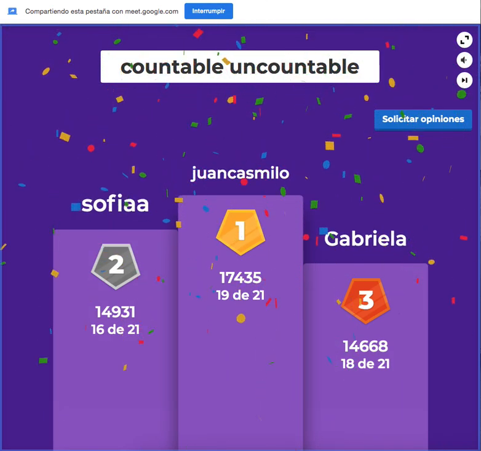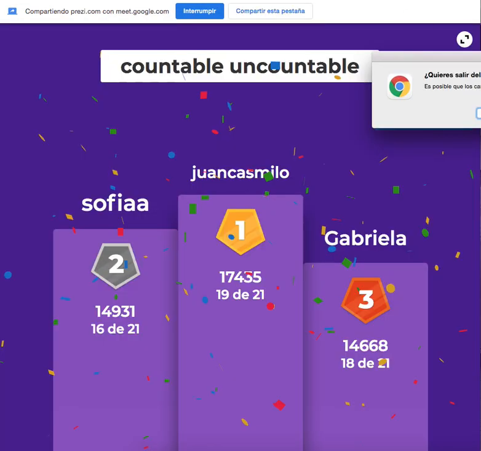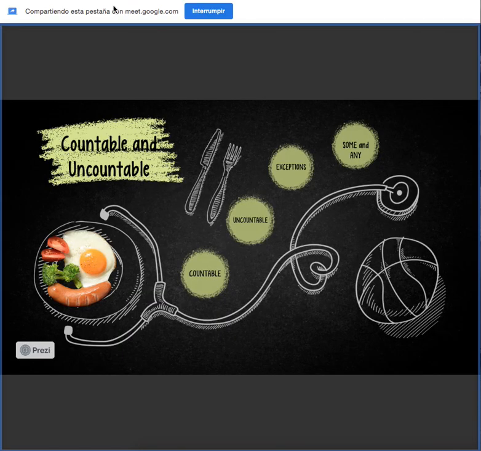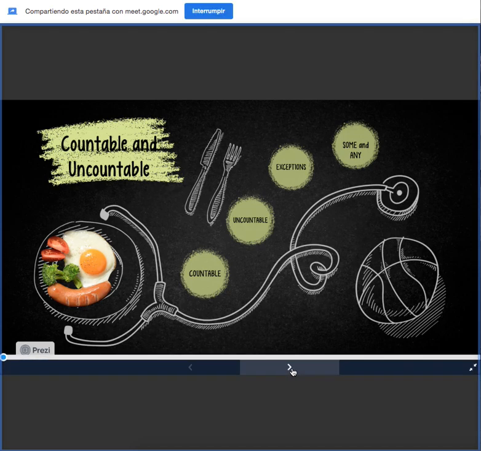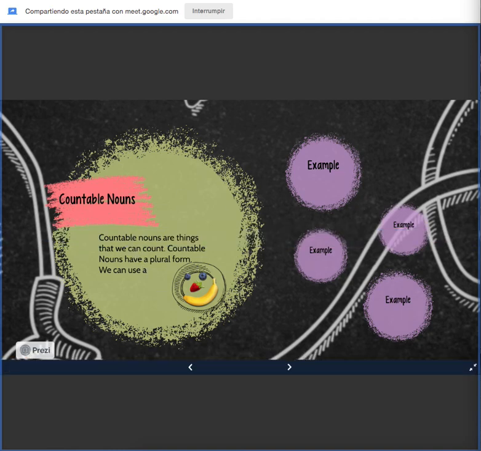Okay, guys. Now that we have activated our prior knowledge, we are going to begin talking about countable and uncountable nouns. So here we go. Let's begin with the countable ones. Oh no, something happened in the last part of this slide. Something is missing, but I will tell you. Okay, Ana Sofia, can you please help me reading this first slide?